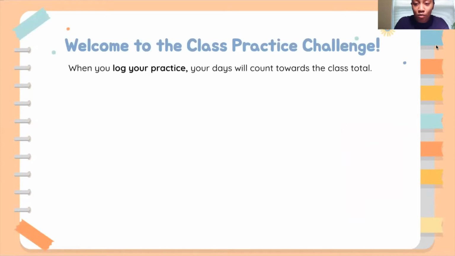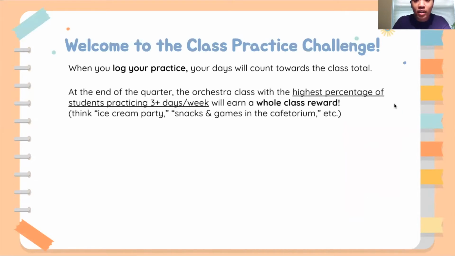When you log your practice, and I'll show you how to do that, your days will count towards the class total. At the end of the quarter, the orchestra class with the highest percentage of students practicing 3 days or more a week, so it doesn't have to do with how many kids are in each class. Of all of my classes, periods 1, 2, 3, 6, 7, the ones with the highest percentage of students practicing 3 days a week will earn a whole class reward.